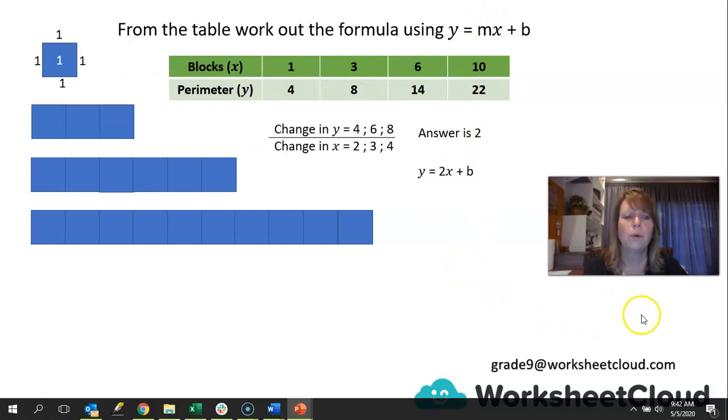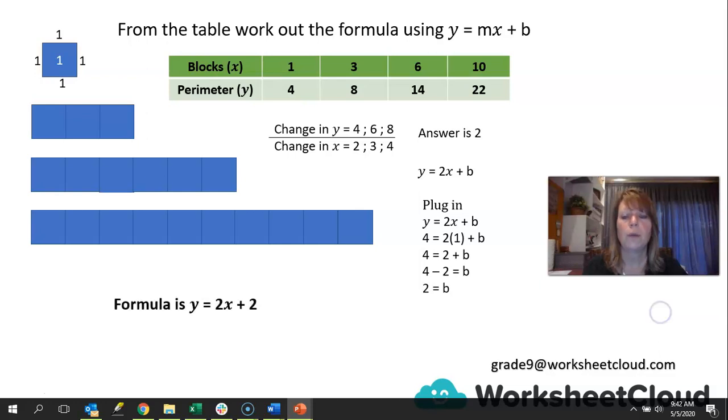Right, we now have to work out the value of b, so we're going to plug into our y is equal to 2x plus b, and we will use the first ordered pair. Remember I told you in the last lesson, these two create an ordered pair. So 4 is equal to 2 times 1 plus b. We get 4 is equal to 2 plus b. We take the 2 across to the other side of the equal sign: 4 minus 2 is equal to b, so b is equal to 2. What is your formula? y is equal to 2x plus 2.